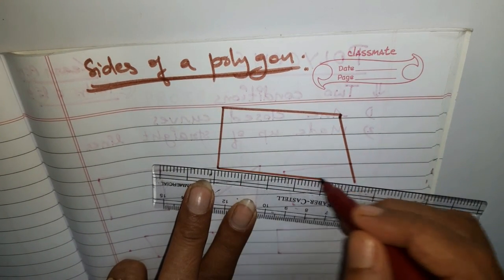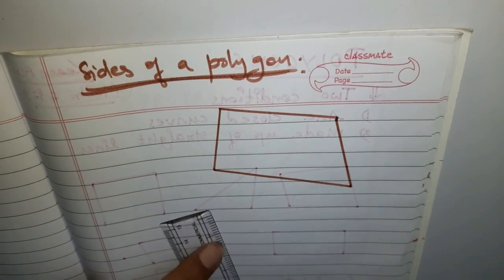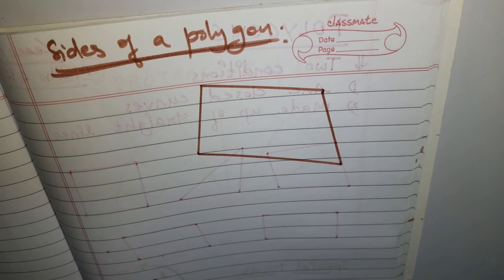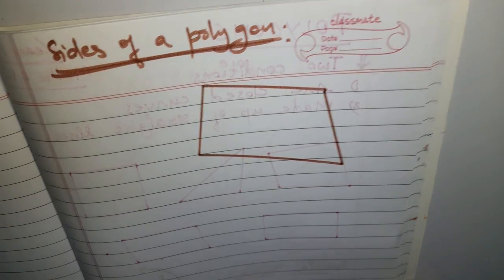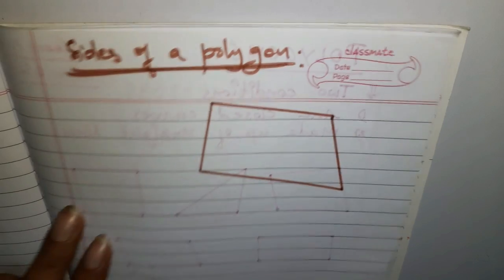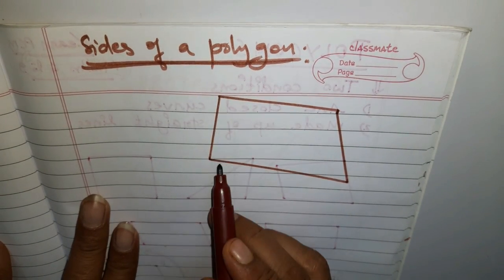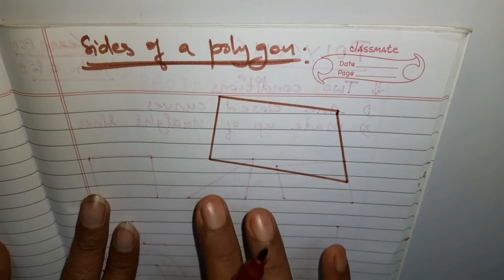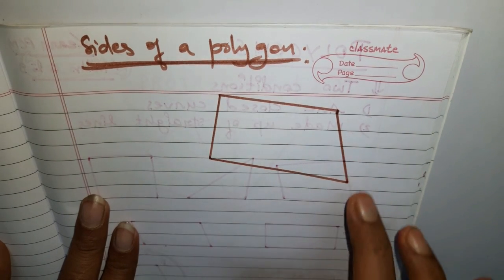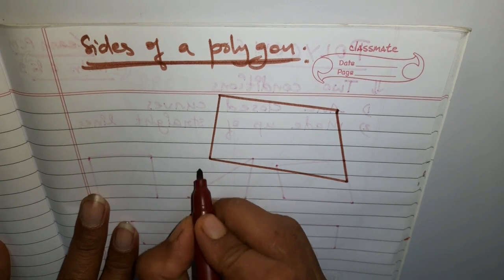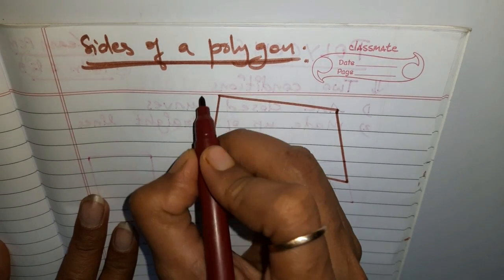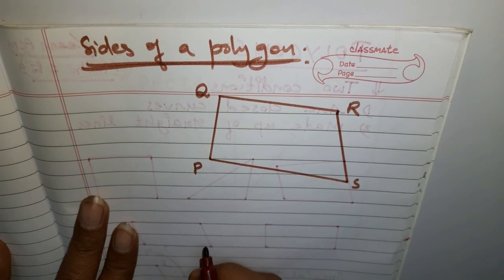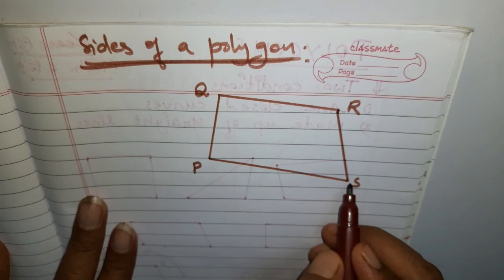Why is it a quadrilateral? As I have explained to you already, it is a four-sided figure, so it is a quadrilateral, and we have many special types of quadrilaterals. They have special names, so we'll discuss all those in our chapter of quadrilateral. But right now we are talking about a quadrilateral, and we are going to discuss the sides of this quadrilateral. But before that, let us give the name to these points. Say the name of this quadrilateral is P, this is Q, this is R, and this is S.